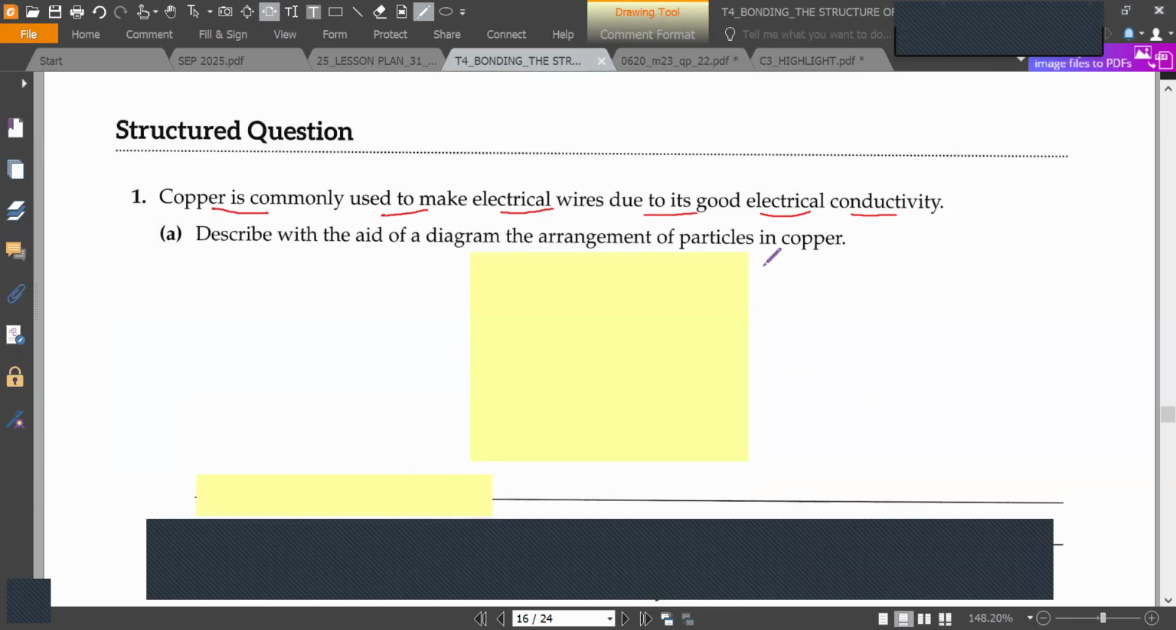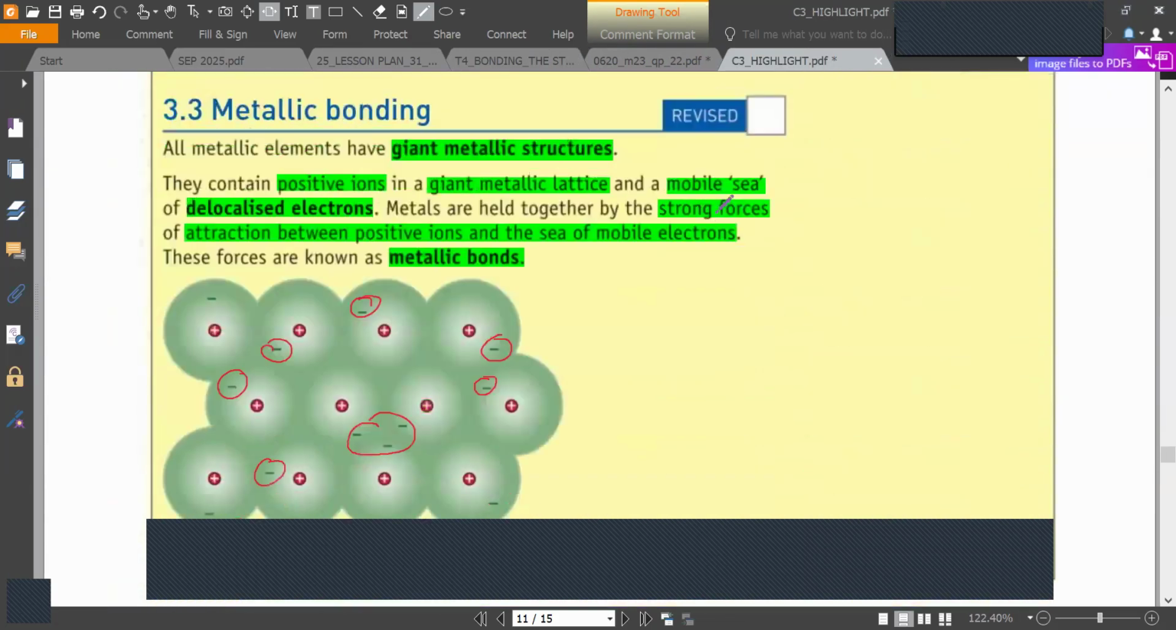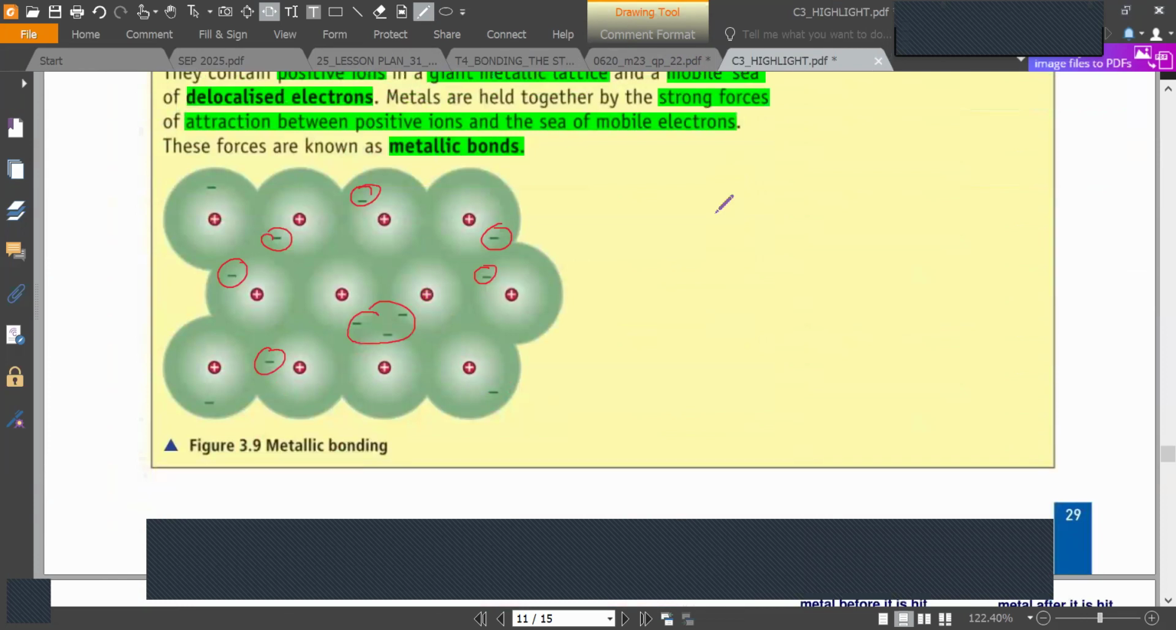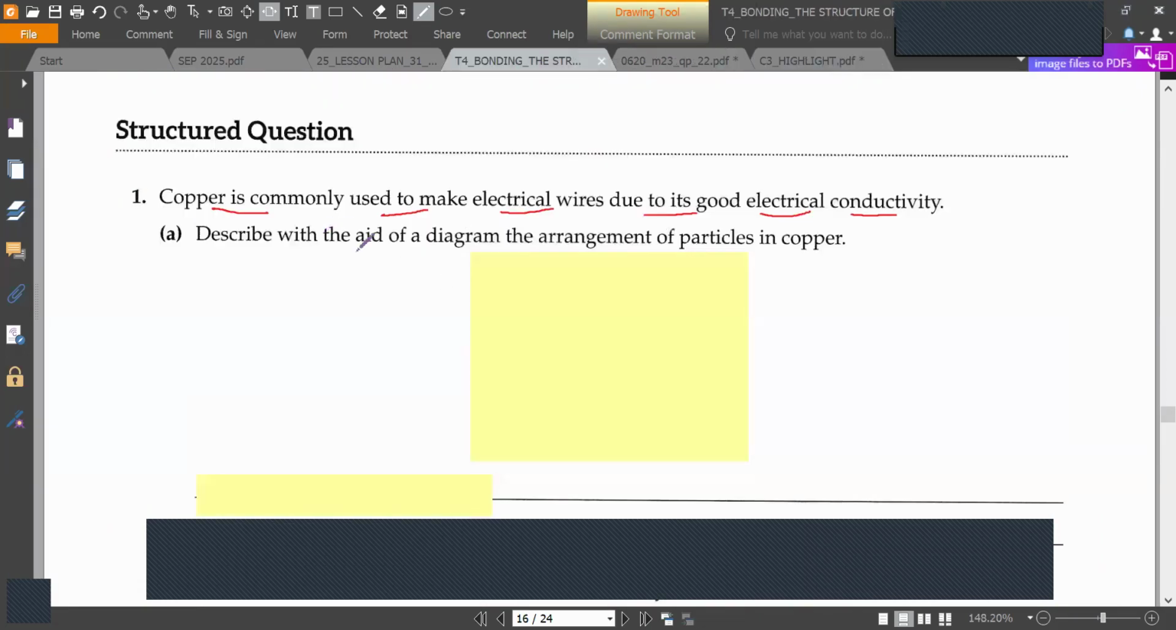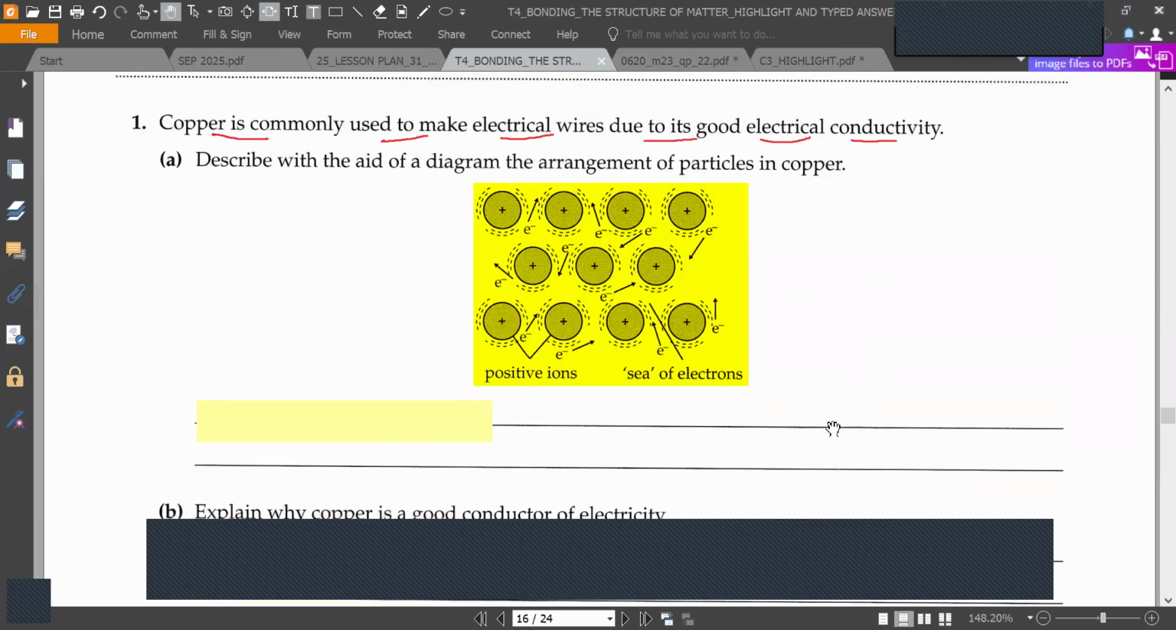Which means we need to draw metallic bonding. What does it look like? It's kind of like this. In the exam situation, how can we draw a simple diagram? We'll draw something like this. Yes, positive ions and then a sea of electrons.